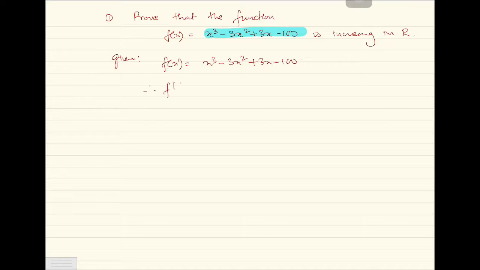Therefore, what will be f dash x? F dash x equals 3x squared, I need to differentiate this, minus 6x plus 3. If I take 3 common, it becomes x squared minus 2x plus 1. Check this bracket properly. That can be turned into a perfect square. That's x minus 1 whole squared, isn't it, everyone?